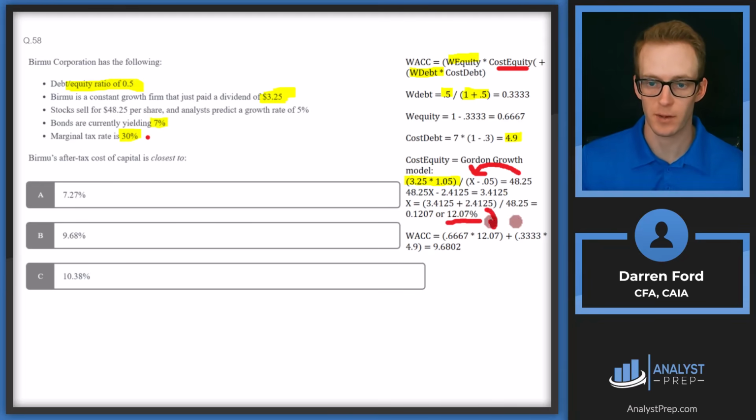That's going to get plugged in right here, multiplied by our weight of equity. And then we're going to add that to our weight of debt times that after-tax cost of debt, which gives us a WACC of 9.6802. Lines up right there with answer B.